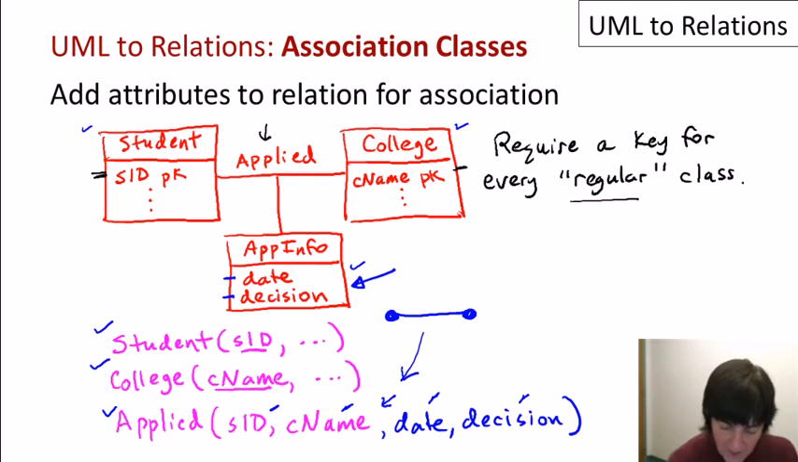On the other hand, here the application info is not a regular class. This is an association class, so we're just defining that as not regular. And we don't need to have a key for this one because we're just adding its attributes to the relation for the association itself.